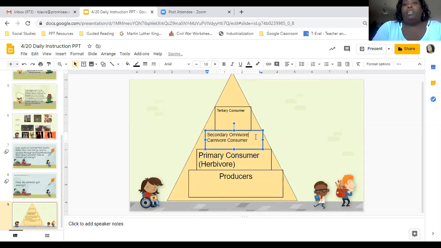All right. So it would be a carnivore or it would be an omnivore. And the reason being, the carnivore would eat the herbivore because it eats only meat. But the omnivore would eat the herbivore or it would eat the producers.